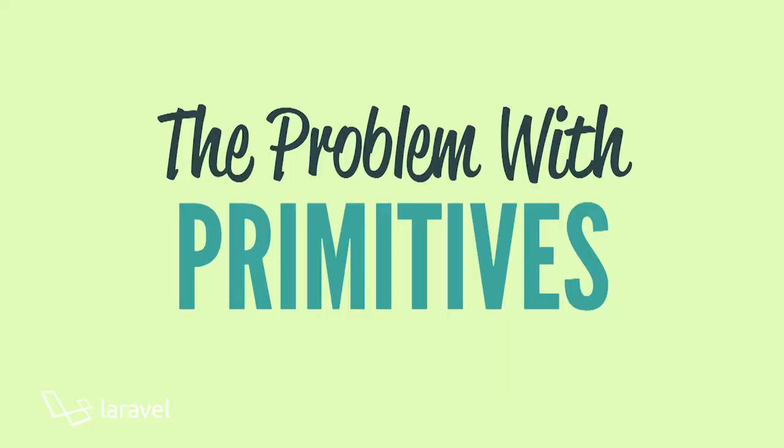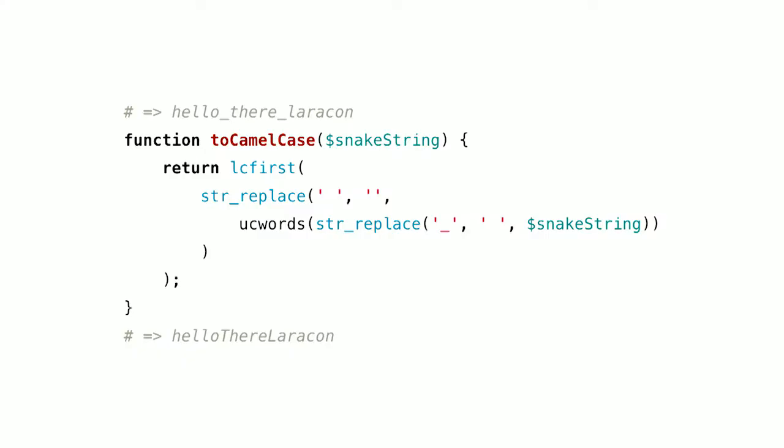And I want to show you another example using strings. So here we have a function that's taking a snake case string, like hello there, Laracon at the top, and converting it to a camel case string. And when you look at this function, it takes a little bit of effort to figure out exactly what's happening, right? You've got 4 operations happening, but the first one that's actually being called is string replace, and then uppercase words, and then string replace again, and then lowercase first. It's sort of totally inside out, right?